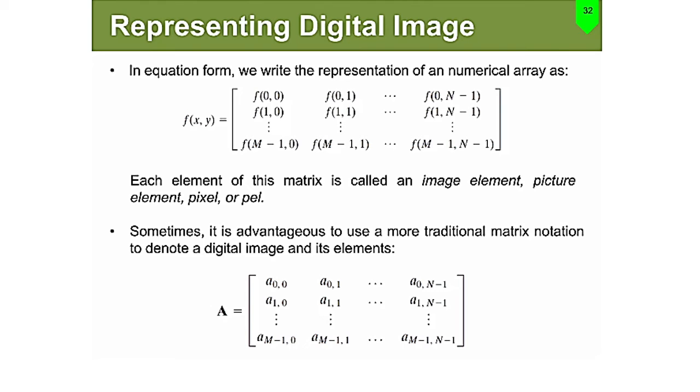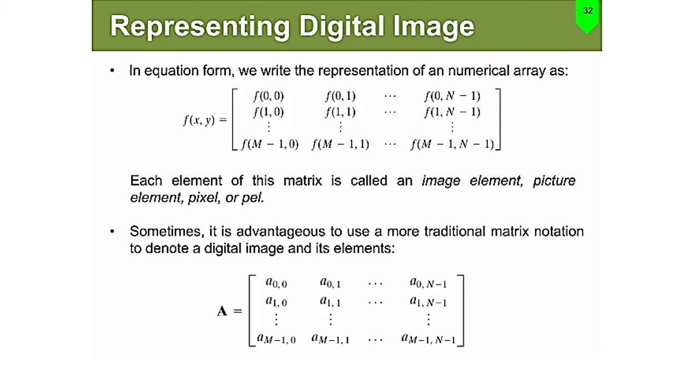So if it is f of 0 comma 0, it means the intensity value at the origin has to be noted in this array. Similarly, this is the column n minus 1, that many columns, and here if you see m minus 1, it represents the rows. So each element of this matrix is called the image element, that is picture element. We can also call it a pixel, or simply a pel.